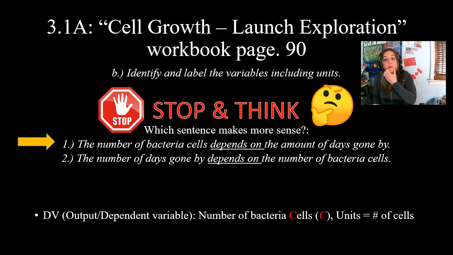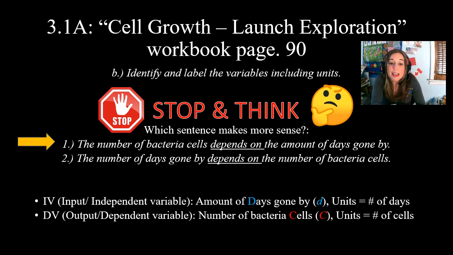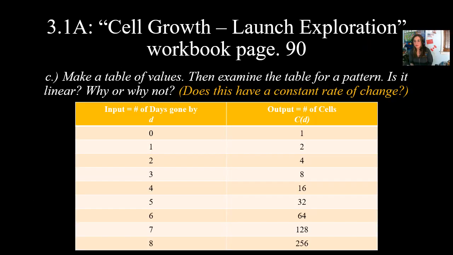So if the number of bacteria cells depends on the amount of days gone by, that means our dependent variable is the number of bacteria cells, which I am calling C, and my units are number of cells. Don't forget your units, guys. Remember to put it in there. Which means that our independent variable, our input, is the amount of days gone by, which I am giving the smart variable D. And my units would, of course, be the number of days.